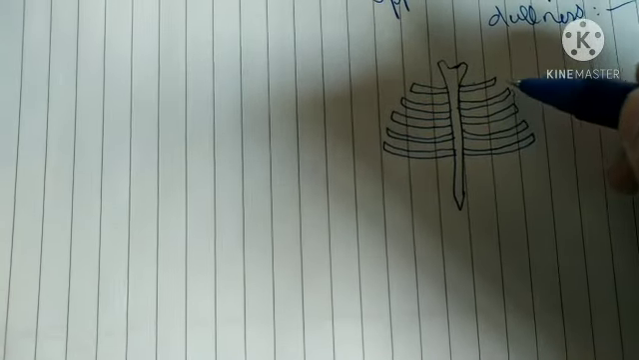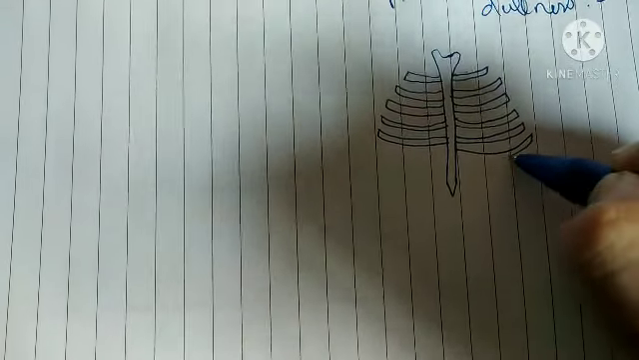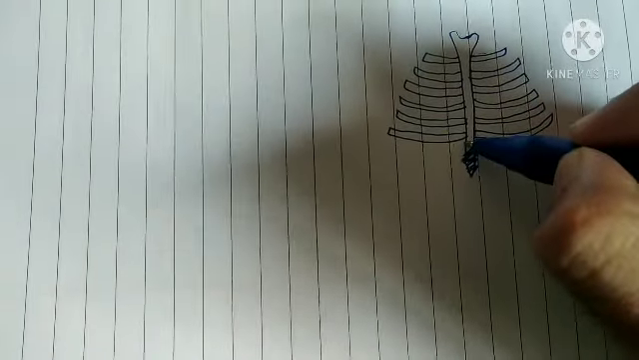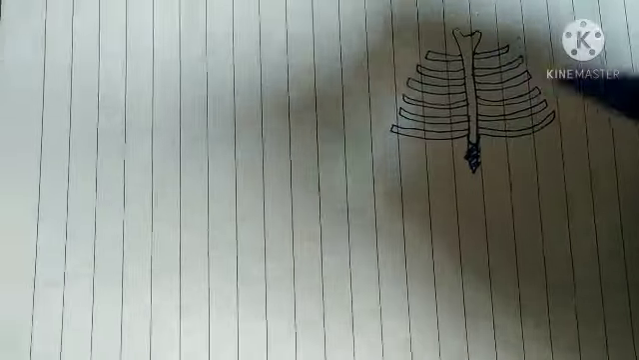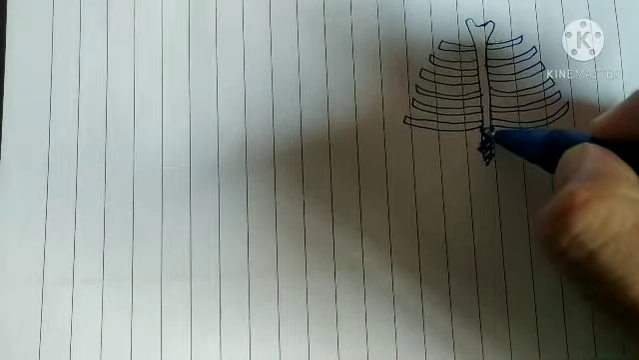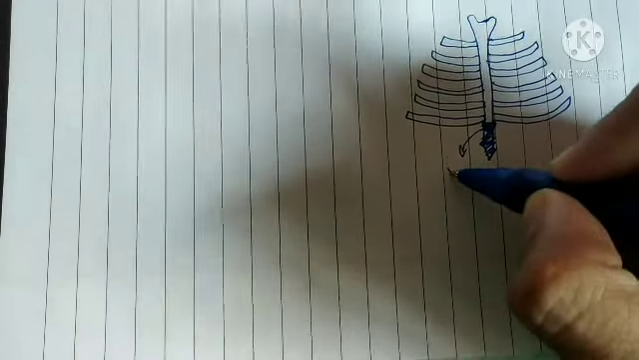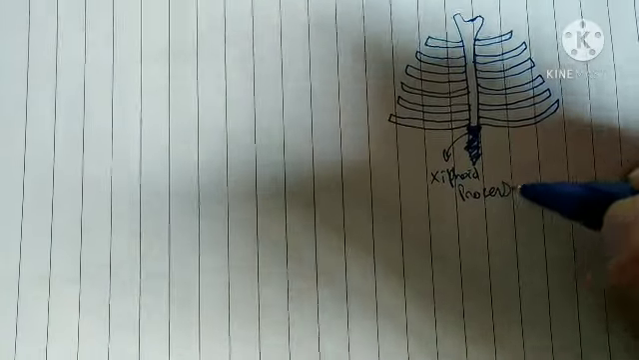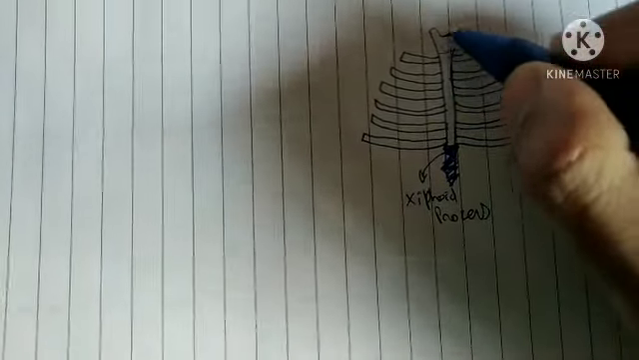So how many have we drawn here? 1, 2, 3, 4, 5. Total 5 ribs, and this one is the 6th rib. After the 6th rib the sternum ends. There is a xiphoid process, this triangular shape here. So this is the sternum, this upper part is the manubrium, and we have drawn the 6 ribs.